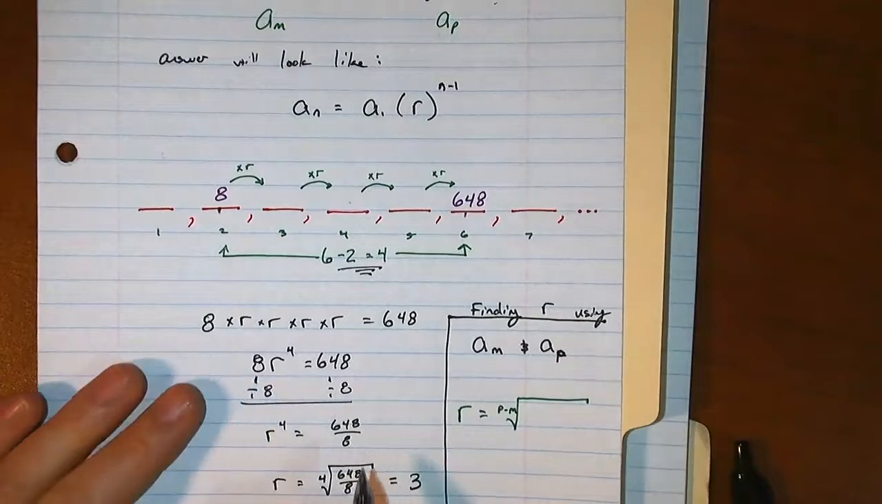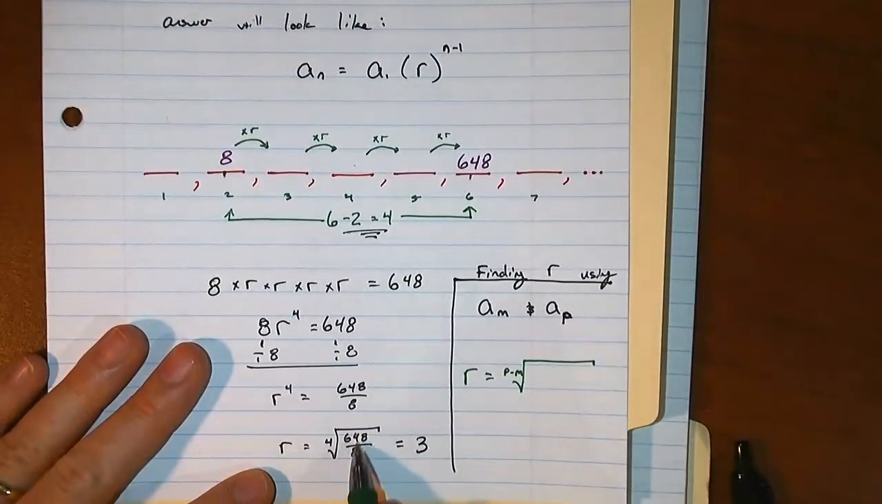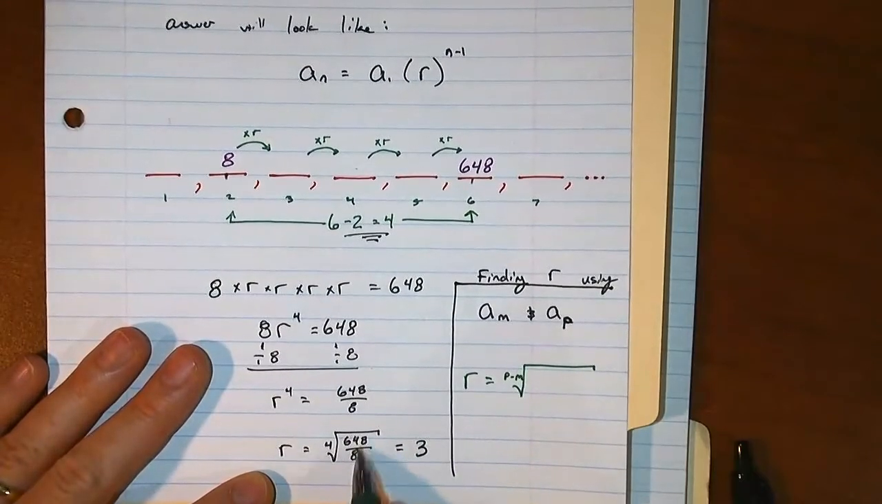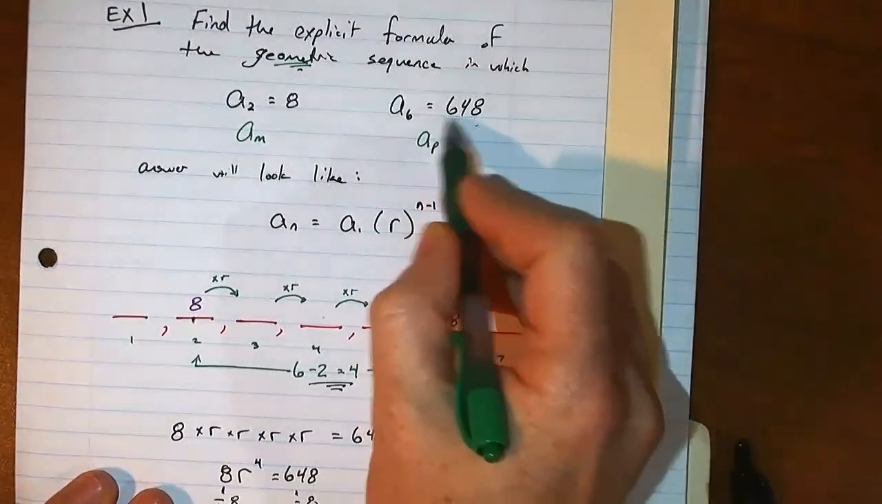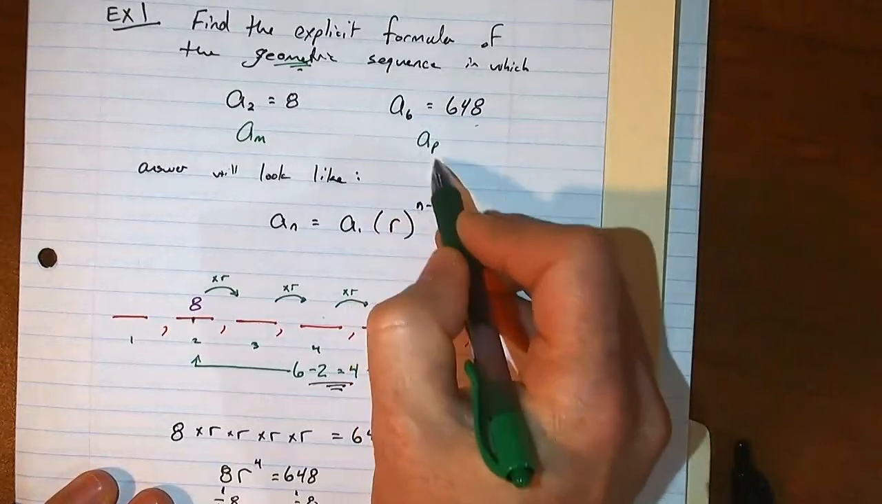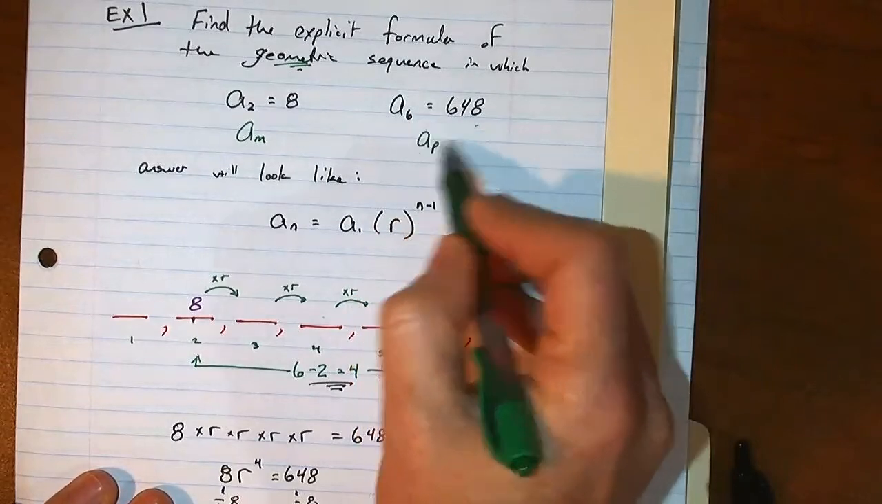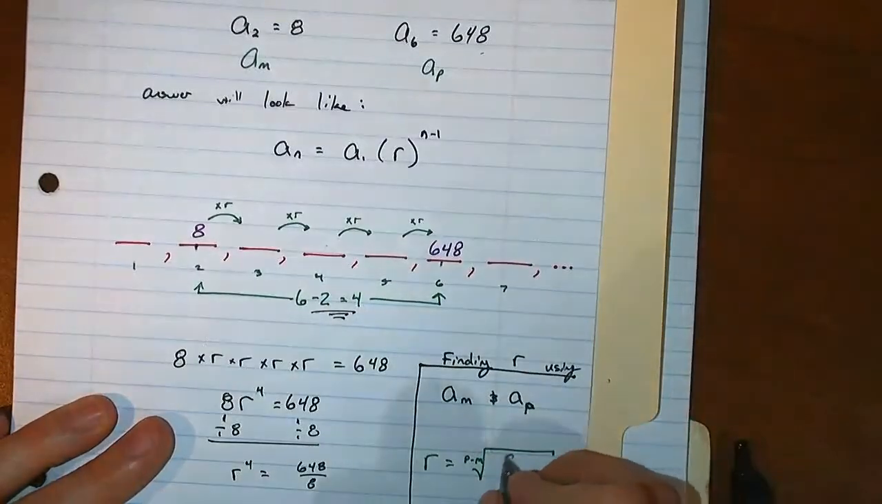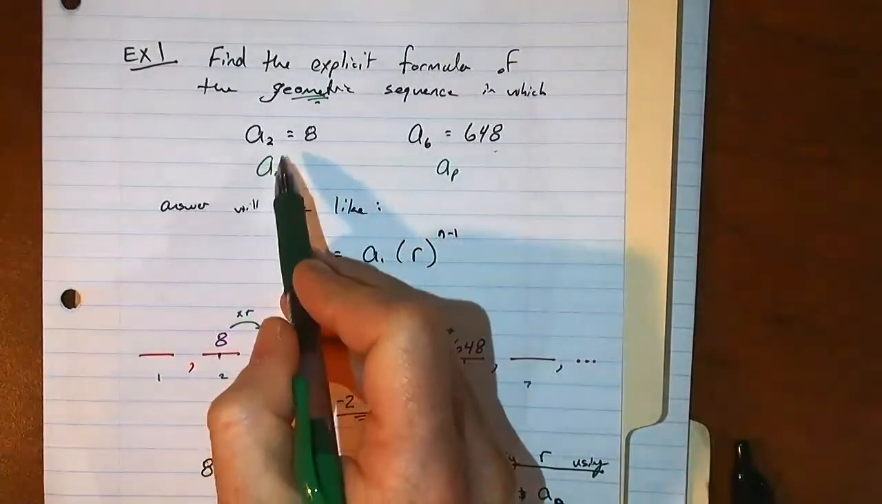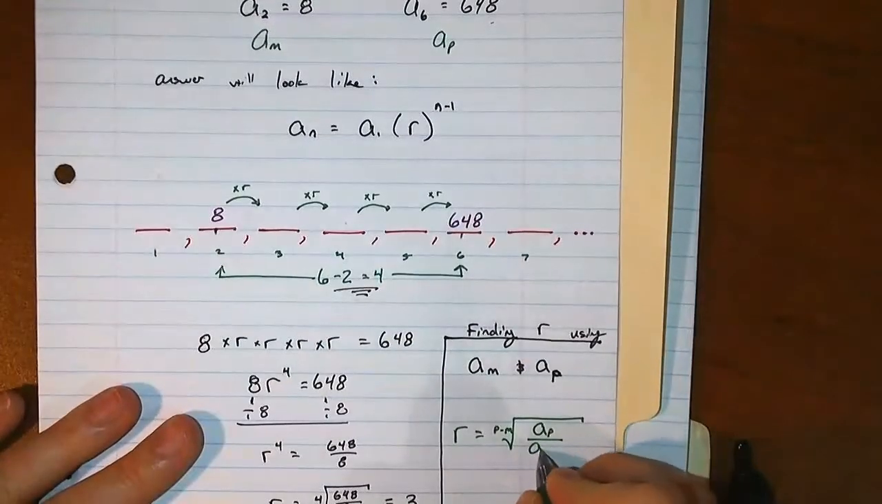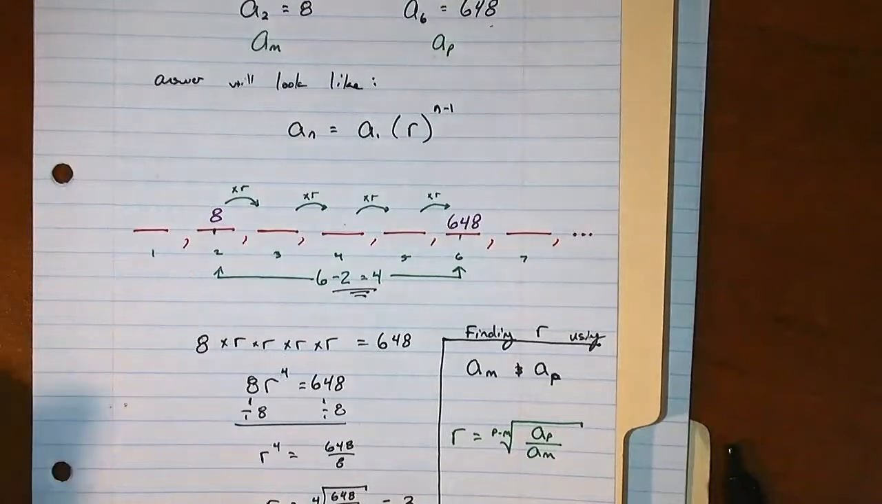All right. Now, I had the two numbers inside of my radical that make this fraction. The number in the top is the actual value of a sub p. And the number in the bottom is the actual value of a sub m. And so that becomes my formula.